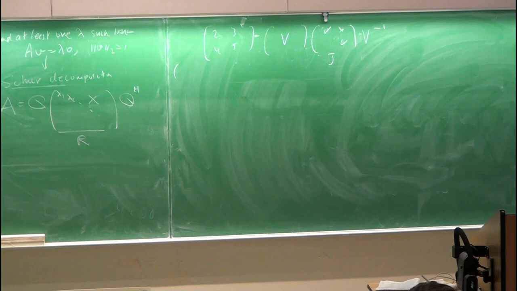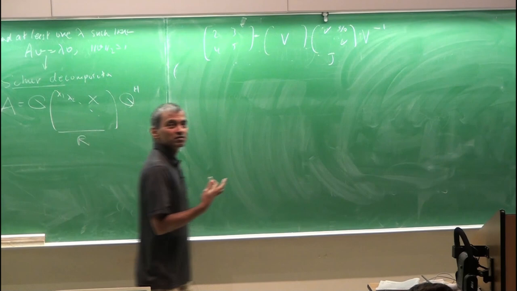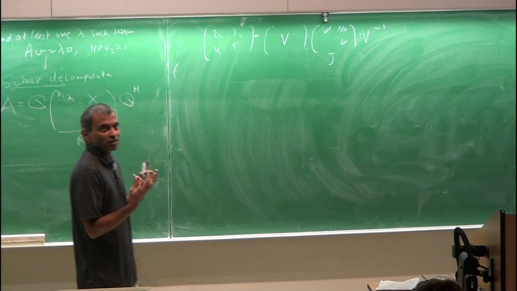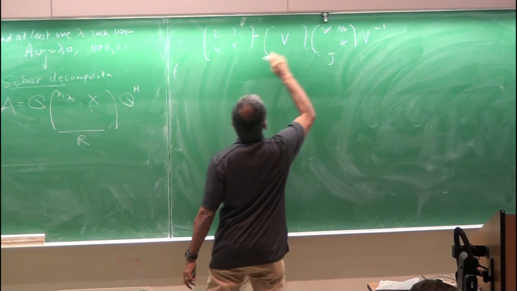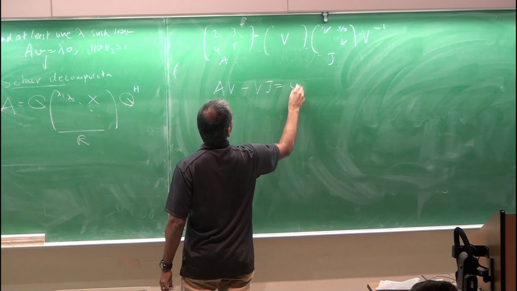Why? Well, I don't know what these other numbers are, but they are either a 1 or a 0, so I can always try both. There are only two things to try. So J could be one of two things in this case, if I know the two eigenvalues. If I take this V to this side, and I call this matrix A, I have AV minus VJ equal to 0 to solve.